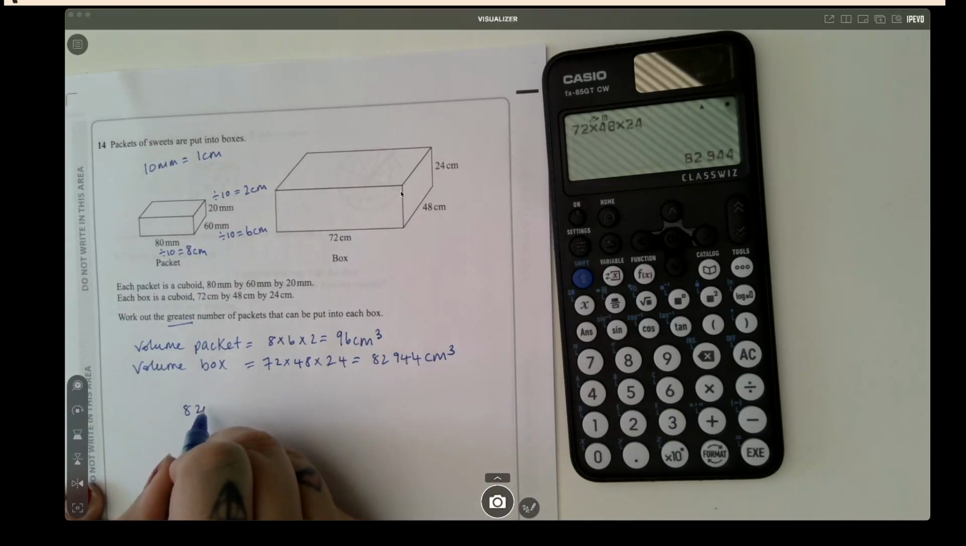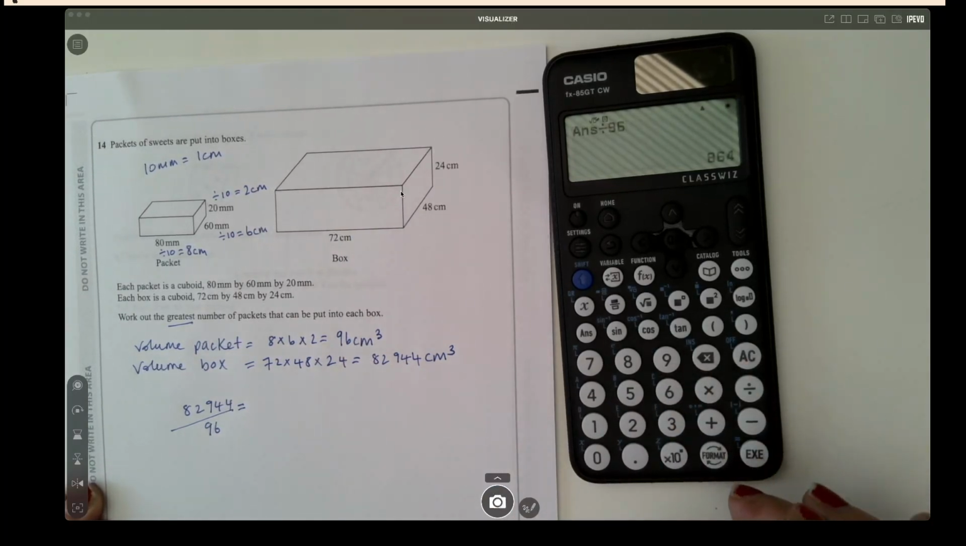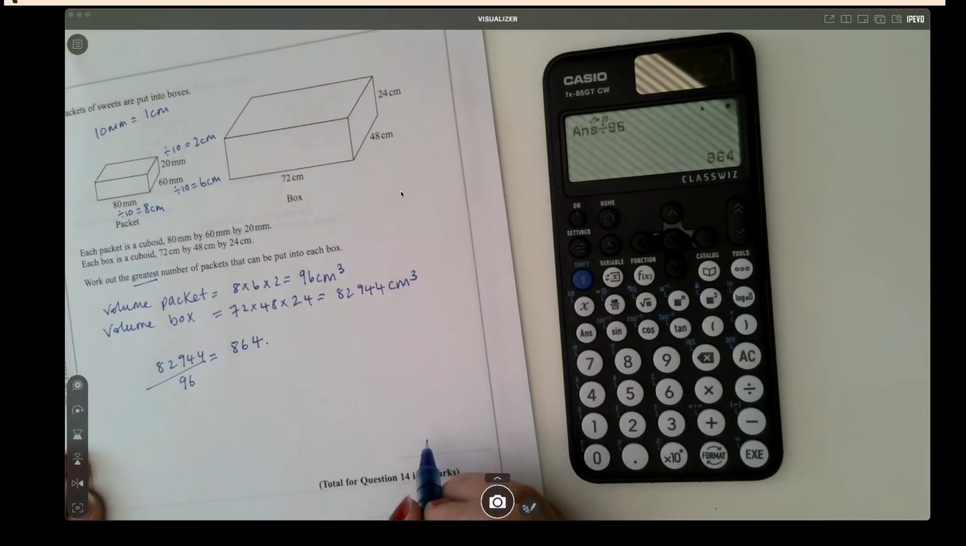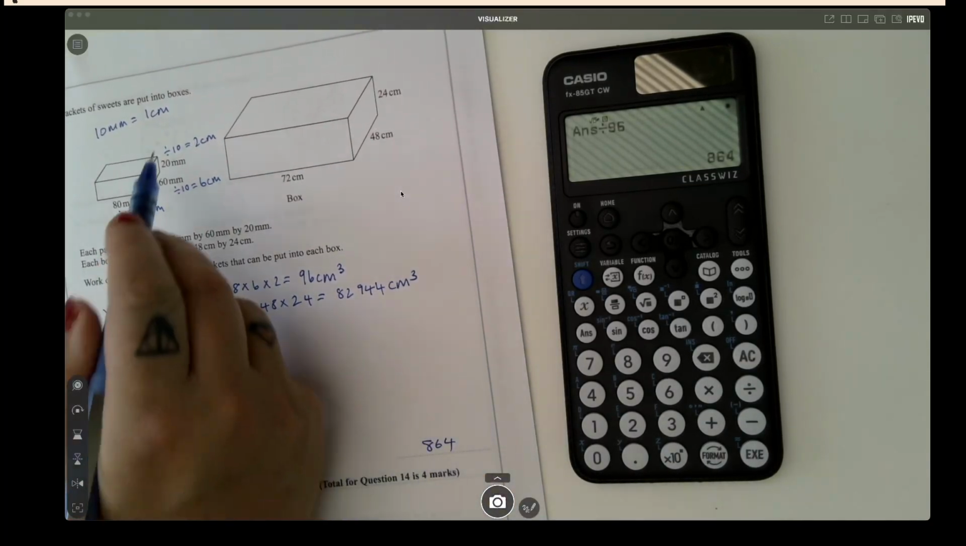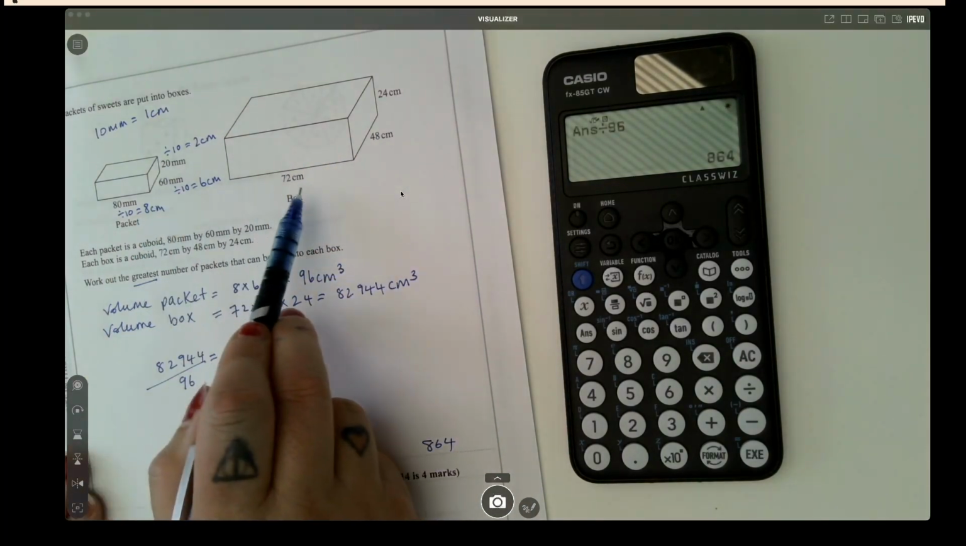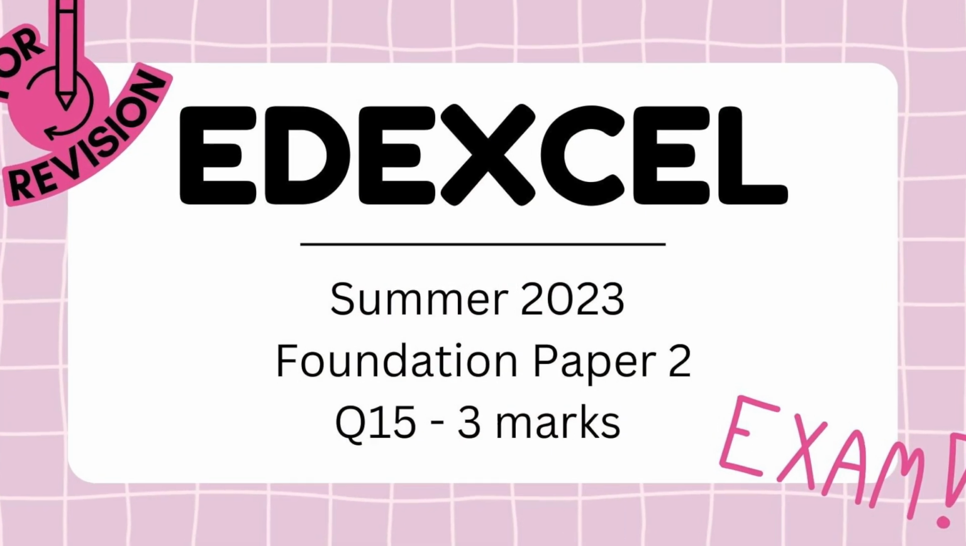The greatest number of packets that can be put into each box: I'm going to do 82,944 divided by 96, which is 864. So 864 of these packets can fit into this box. It's really important that we make sure those measurements are in the same units.